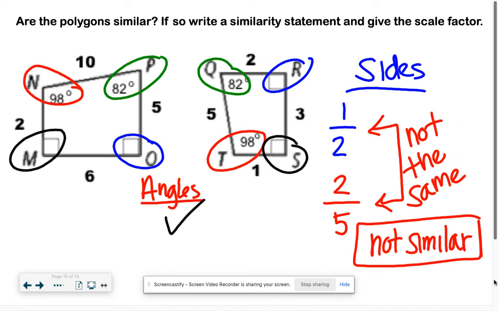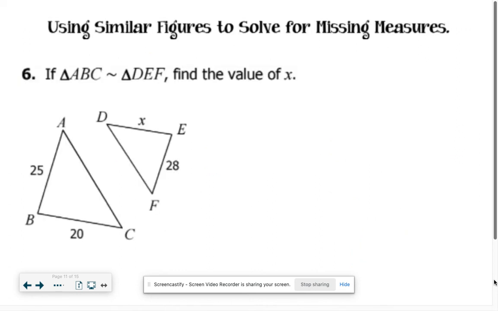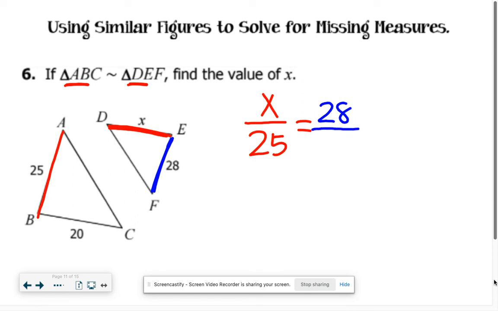Yeah. Sort of. Okay. Now let's use similar triangles to find variables. It sounds a lot harder than it is, but they're telling us these two triangles are similar and they want us to find x. So what does DE match? AB. So we can write x over 25 and set that equal to, okay, then come back to this triangle here, EF, 28. What does EF match? BC of 20.